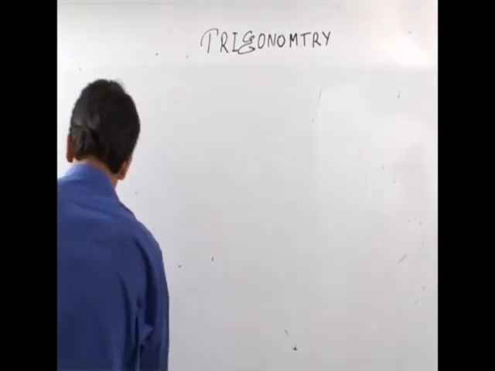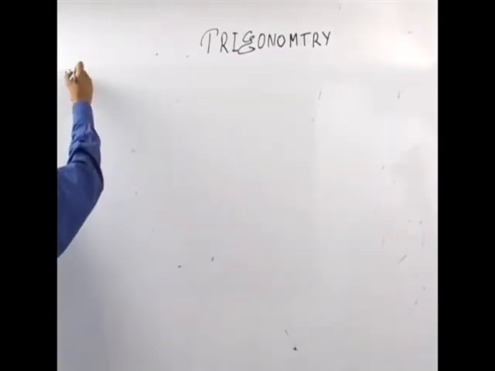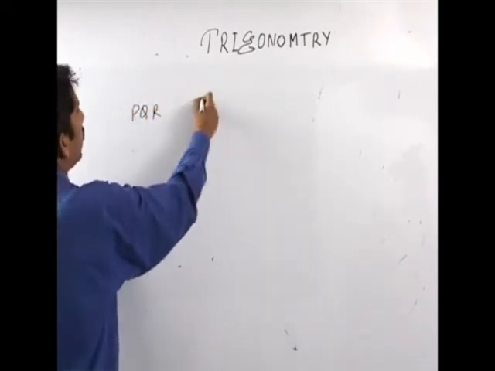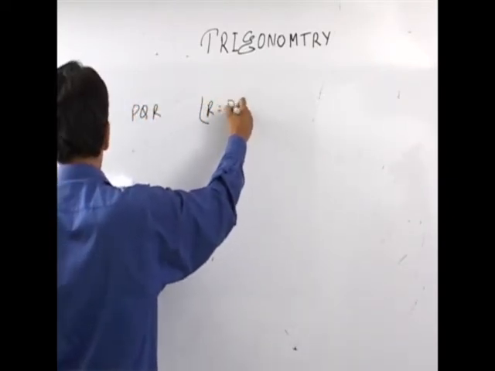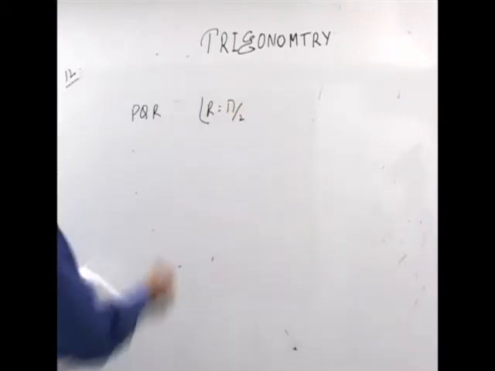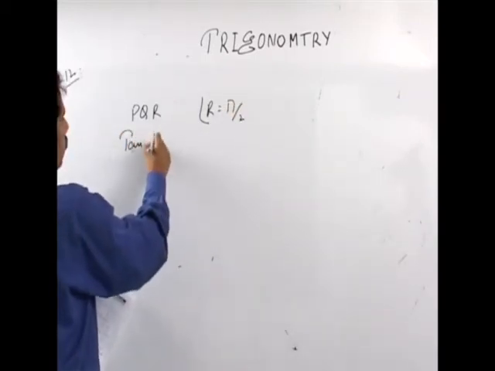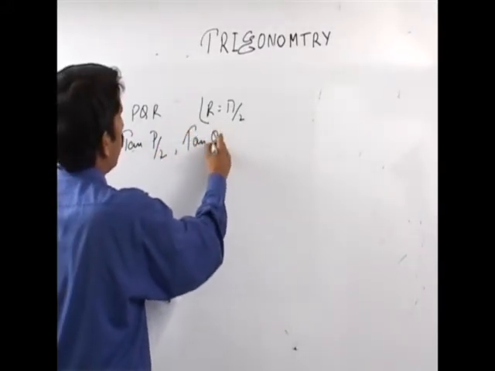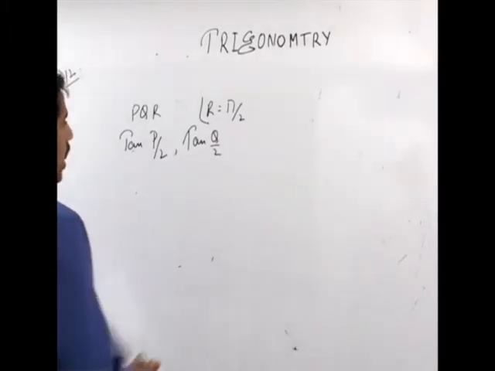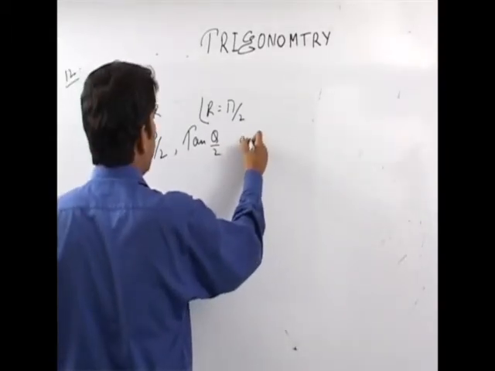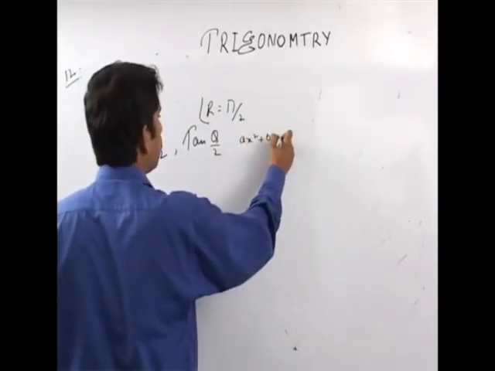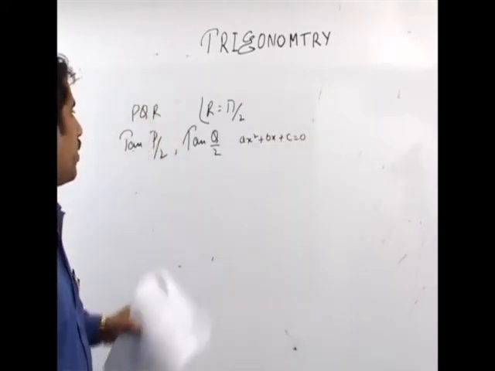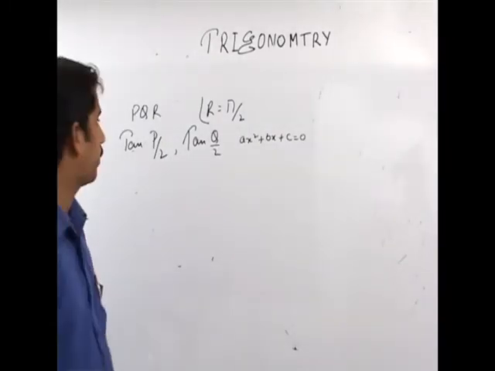Now next question is question number 12. In a triangle PQR, you are given that angle R is equal to pi by 2. And if tan of P by 2 and tan of Q by 2 are roots of the equation ax square plus bx plus c is equal to 0, then you have to find out a relation between a, b, c.